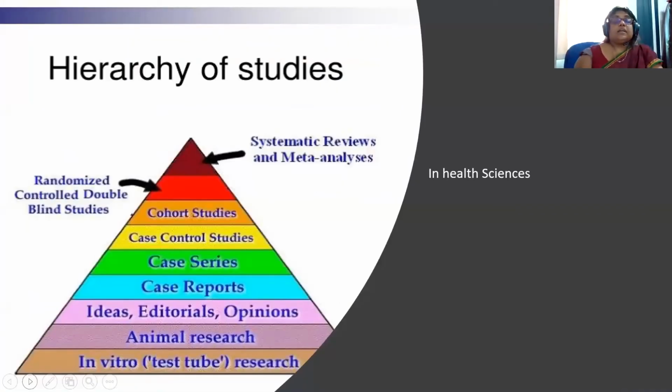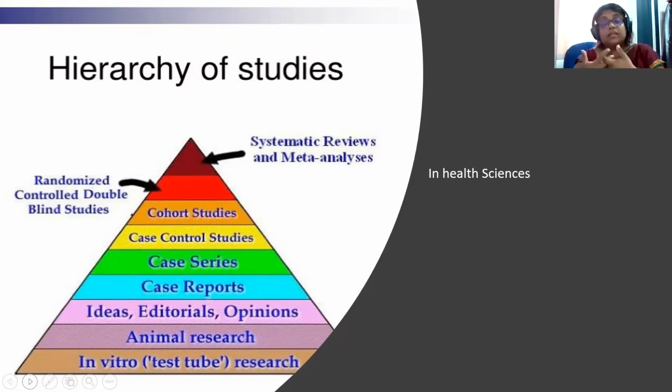All right. So here you can see the hierarchy and the pyramid. You can see at the bottom, it's the test tube research, what you are doing in our laboratories, in vitro studies. That is the basic preliminary level of studies, and then you can go for animal studies, and we can facilitate you with the standard animal houses available in the MRI and other universities. And if you're planning, you can go from the bottom line to higher levels.